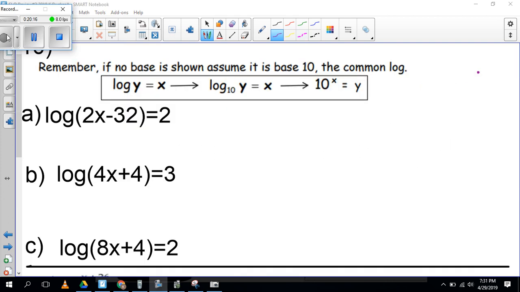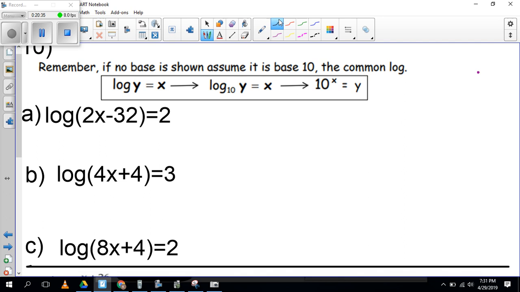Okay, so the next one we're talking about rewriting logs and solving. It gave you a little side note here. It says, remember, if no base is shown, assume it is a base of 10. That's the common log. So if it helps you to write 10 here, some people it does. And then remember, we're going to do our little loopy-loop.